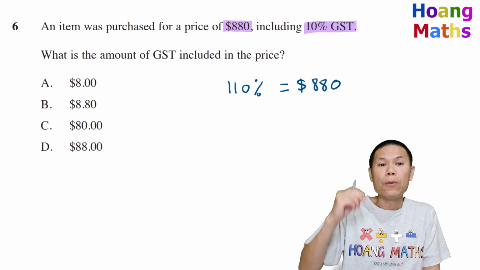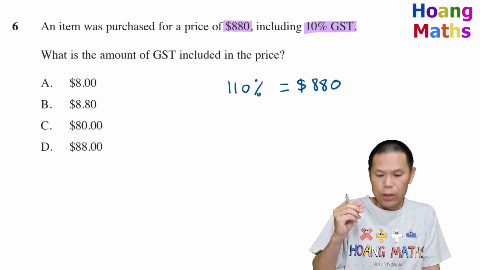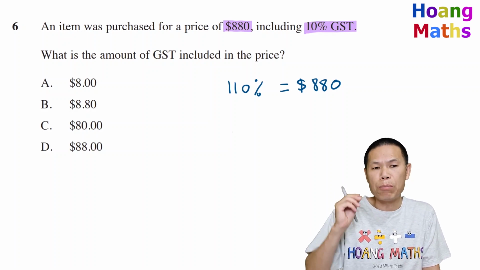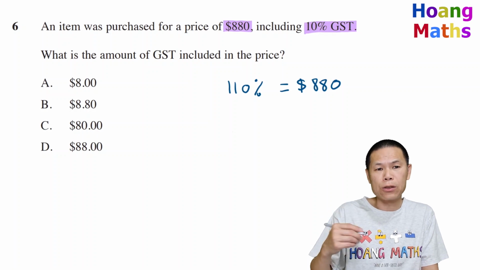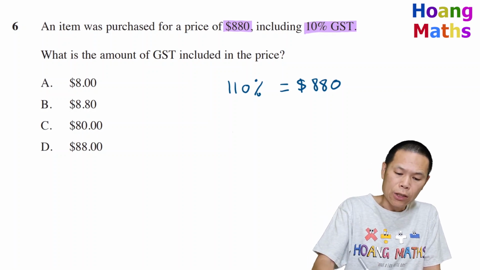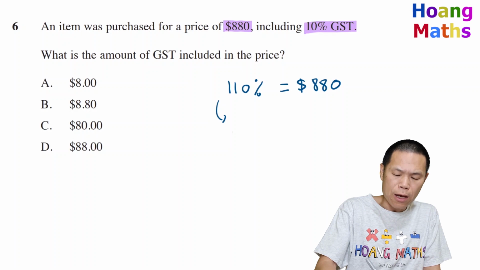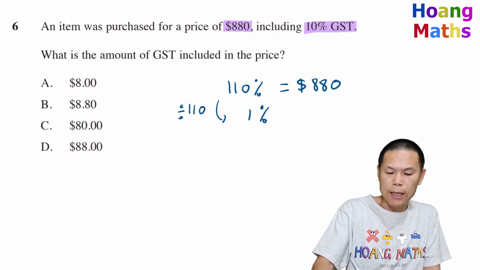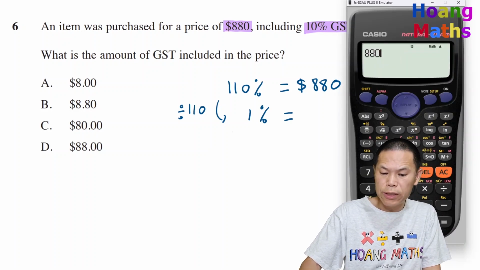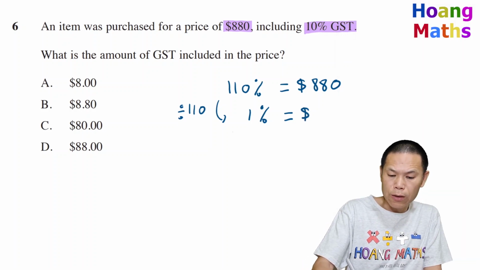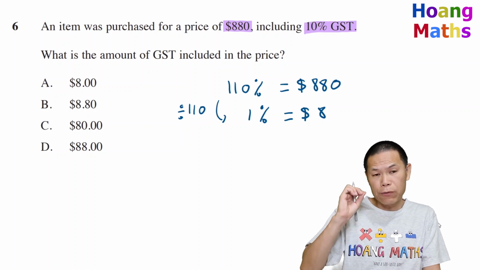Now we need to work out the GST, that is 10%. Of course, we can just divide by 11 on both sides, that will give us 10%. But we can also just divide by 110, using the unitary method, okay? So I simply divide by 110 on both sides. That gives me 1%. I just put it on a calculator: 880 divided by 110 is $8. So $8 is for 1%.